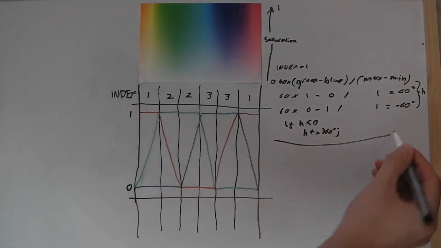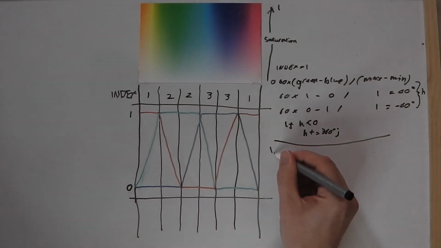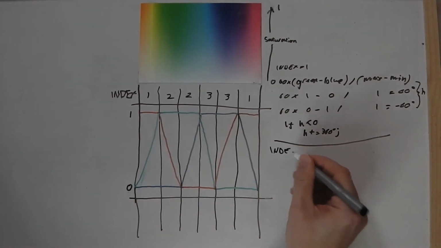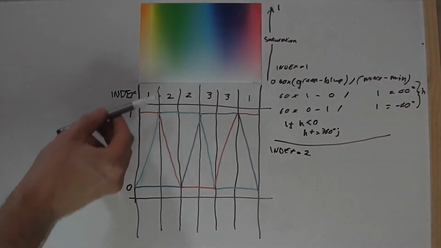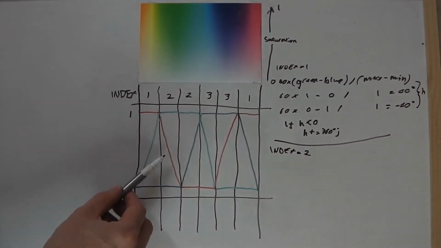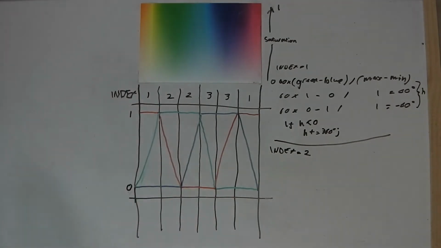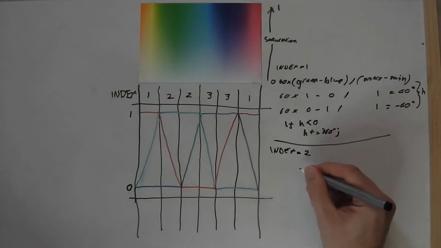I want to consider one more example. If index is equal to 2, let's consider that situation. So now we see we're here or here, and we know that green is maximum, and what varies now is the value of red and the value of blue. So we know that we're going to be interested in blue minus red.